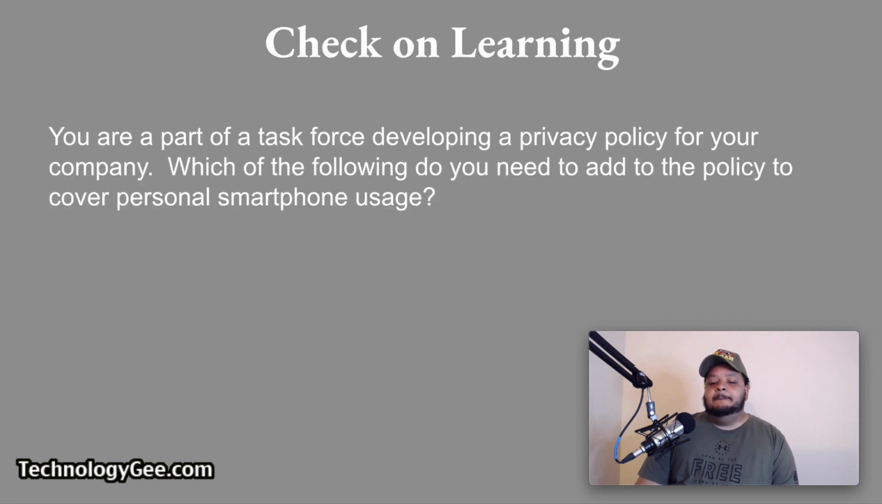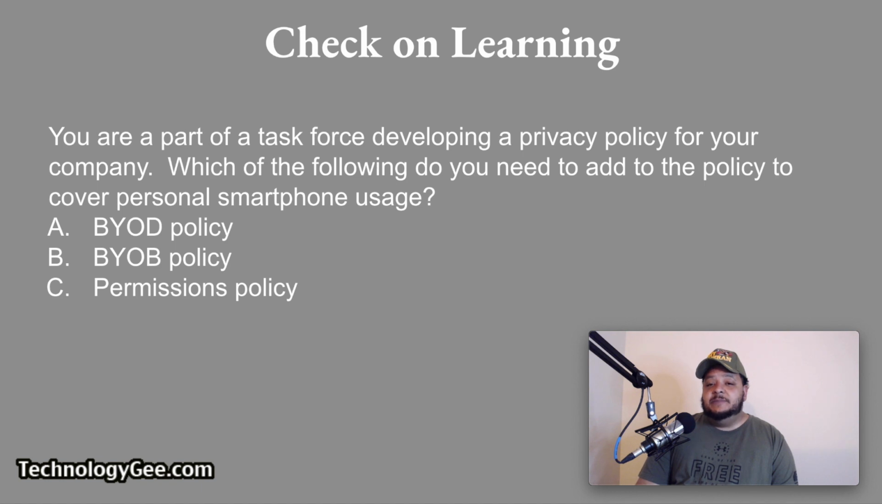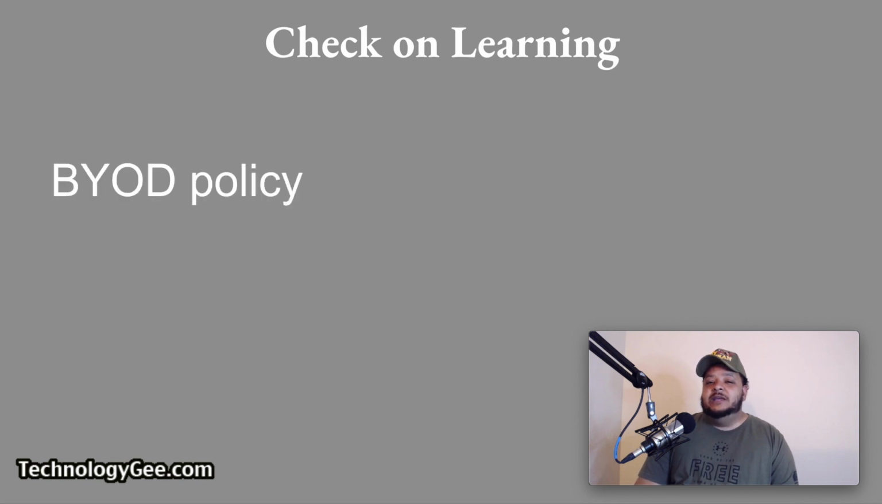Next question. You are part of a task force developing a privacy policy for your company. Which of the following do you need to add to the policy to cover personal smartphone usage? Would it be BYOD policy? Would it be BYOB policy? Would it be permissions policy? Or would it be IM policy? So you need to come up with a privacy policy that allows its employees to use their personal devices on the company network. The correct answer would be a BYOD policy, or bring your own device policy.